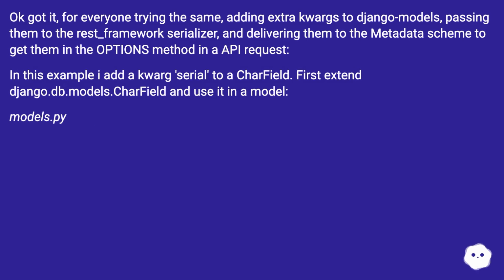Okay, got it. For everyone trying the same, adding extra quirks to Django models, passing them to the rest_framework serializer, and delivering them to the metadata scheme to get them in the options method in an API request. In this example, I add a quirk serial to a char field. First, extend django.db.models.char field and use it in a model. Models.py.